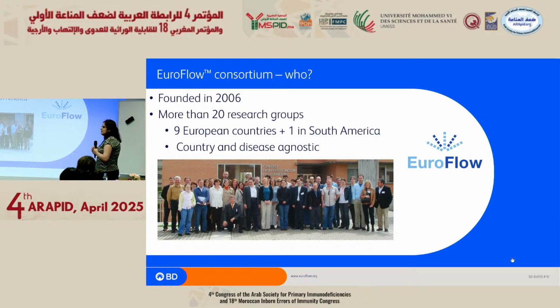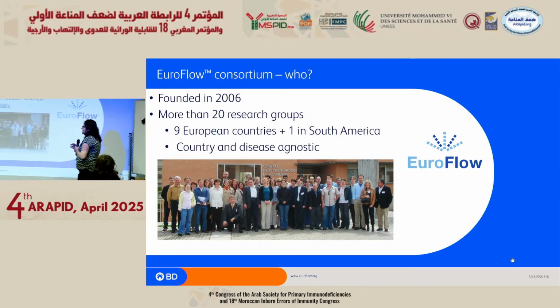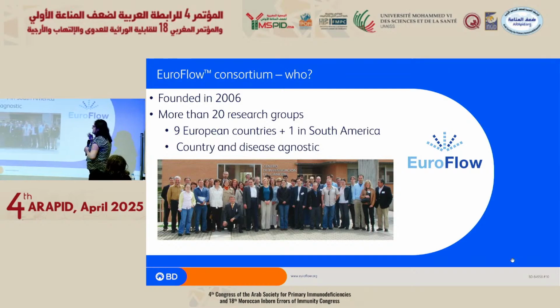So who are they? Who knows EuroFlow from before? Someone? You know, of course. This is a group founded in Europe in 2006. Actually, Cytognos, the company where I came from before, was involved with the EuroFlow group in the beginning. There are more than 20 research groups, currently in 9 different countries and 1 in South America, in Brazil. As you can see, with this diversity, they are country and disease agnostic. So they try to standardize tests for, at least for now, leukemia, lymphoma, and PID.